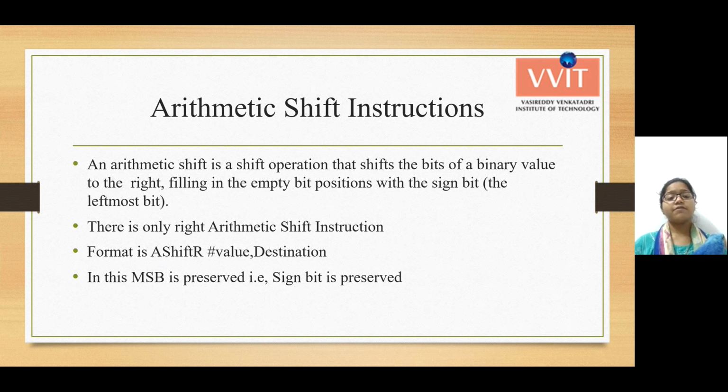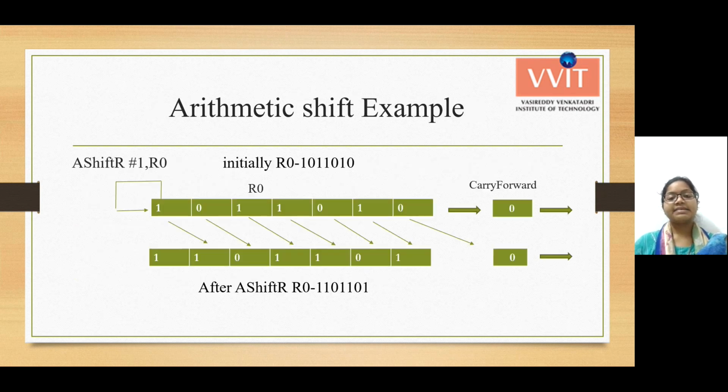Hence, in the arithmetic shift operation, the shifts are all towards right, filling the empty bit position with the sign bit. Here, the arithmetic shift instruction is only towards right, and the format for right arithmetic shift is ASR #value, destination. Here, MSB bit is preserved. As I said before, the MSB bit is filled in the empty bit position on the left end. Hence, the sign bit is preserved in arithmetic shift instruction. I think you will get a better understanding if you see the example.